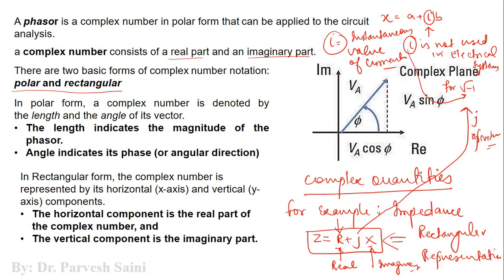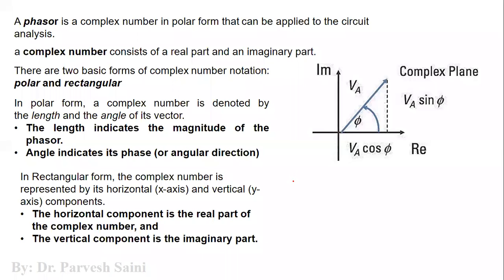So instead we use the J operator, right? So in the rectangular representation, we have Z is equal to R plus JX. For example, this is how we represent it, or any quantity which is a complex quantity can be represented as A plus JB. Okay, so where A is the real part, and this is the imaginary part. Okay, so when you have to represent this as a phasor in two dimensions, it can be represented like this. So any physical quantity, for example, x is equal to a plus jb, can be represented with the help of a phasor.